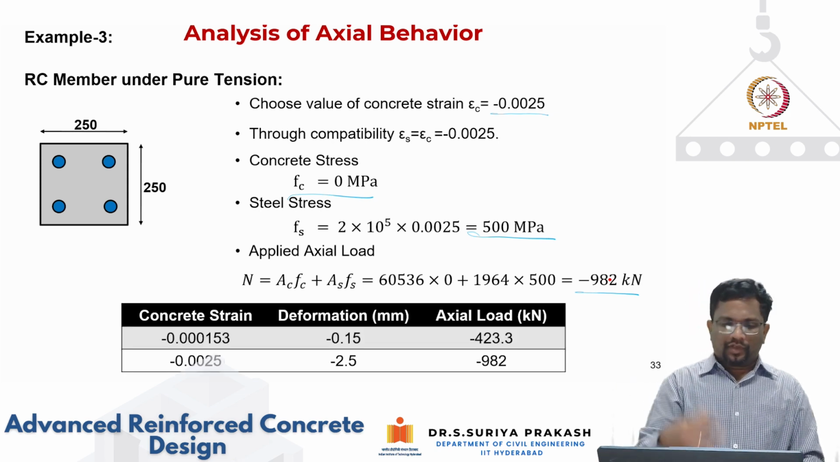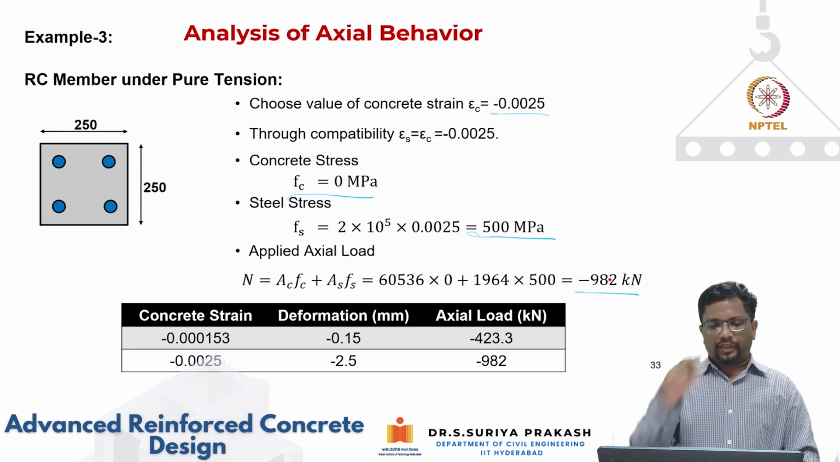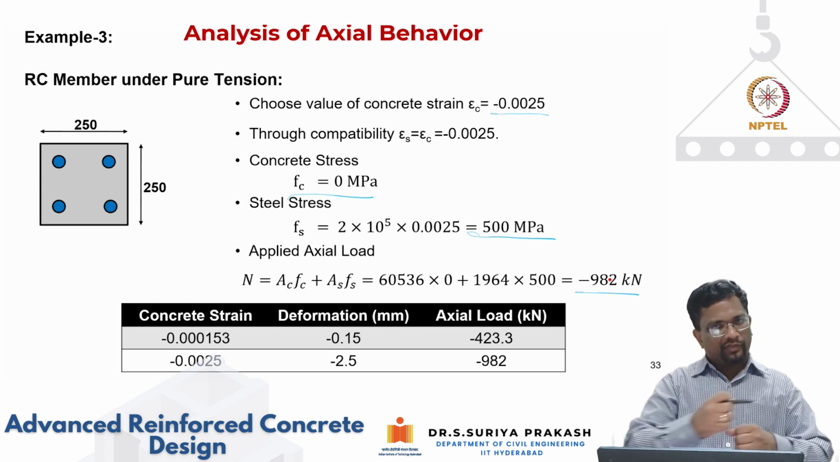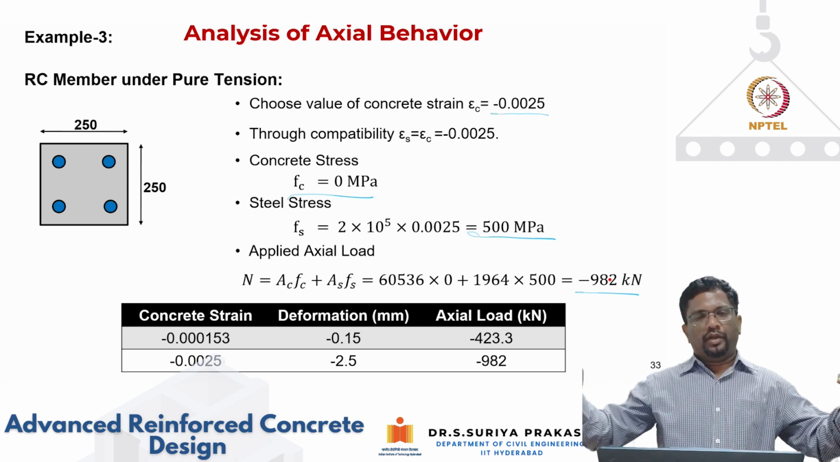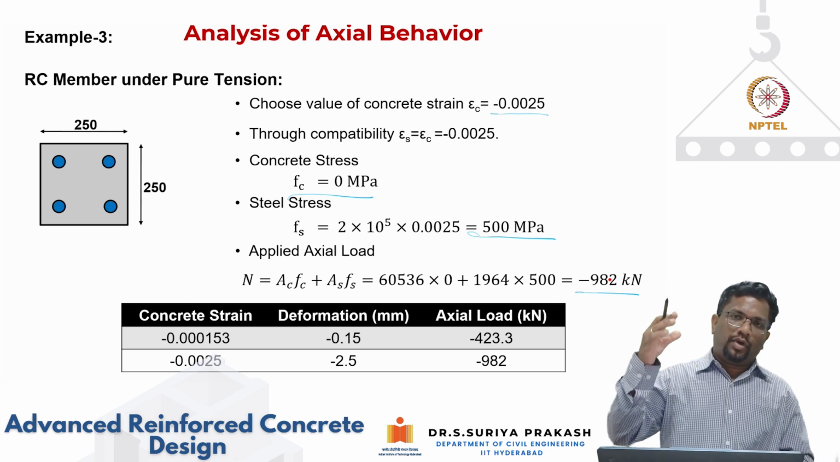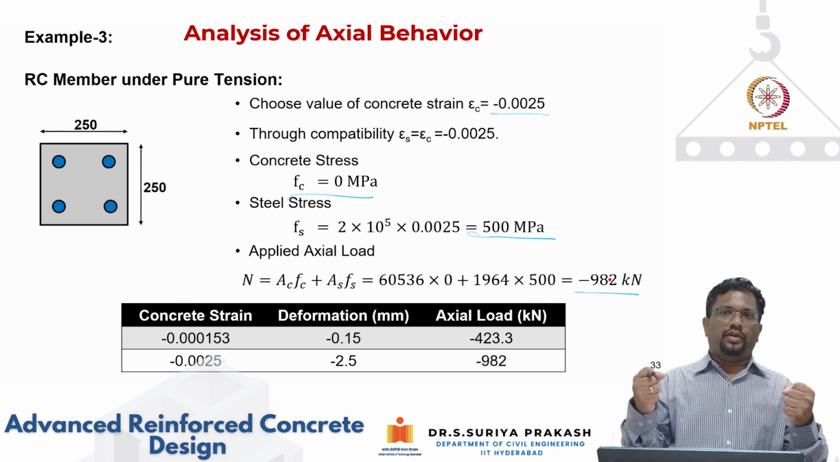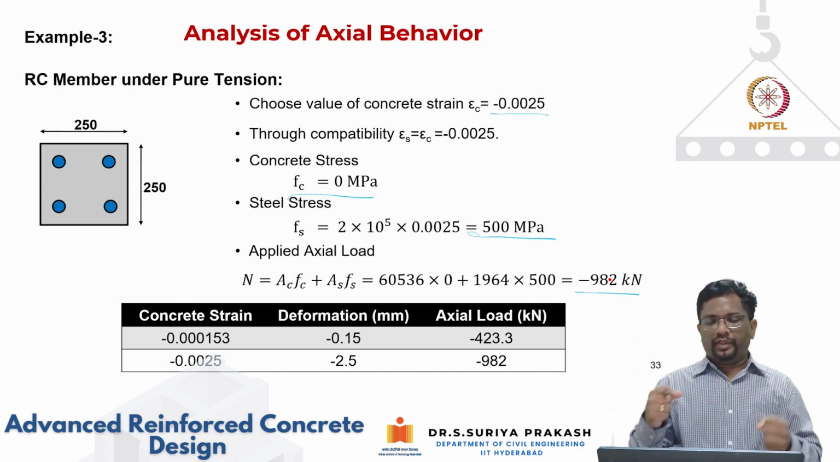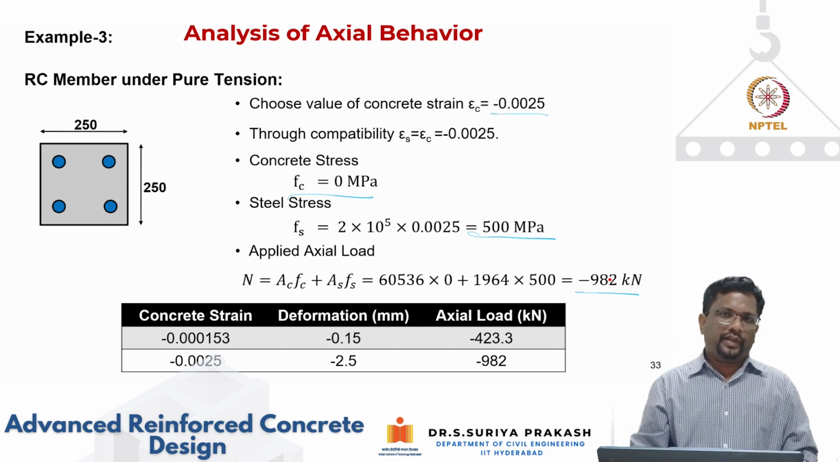So we can do the calculations like this, and you can see that 423.3 has become 982, and after that 982 will remain. It will keep on offering this 982 until the bar ruptures or fractures. That will happen at very high strain levels of more than 10% or so.